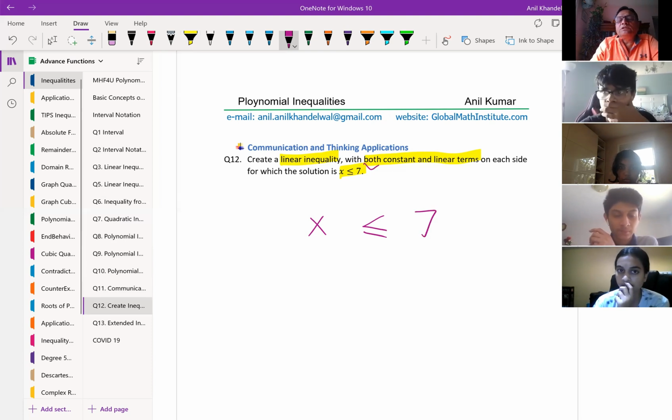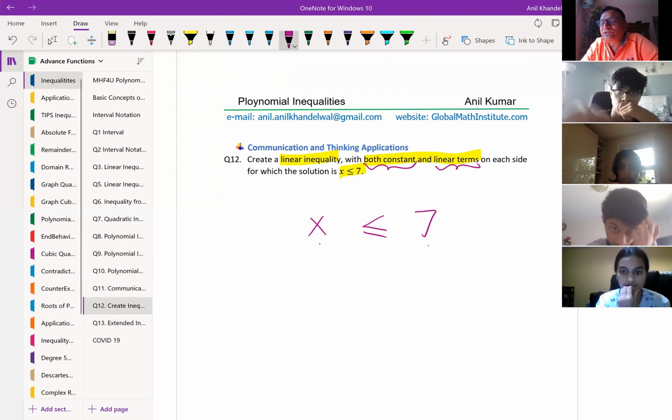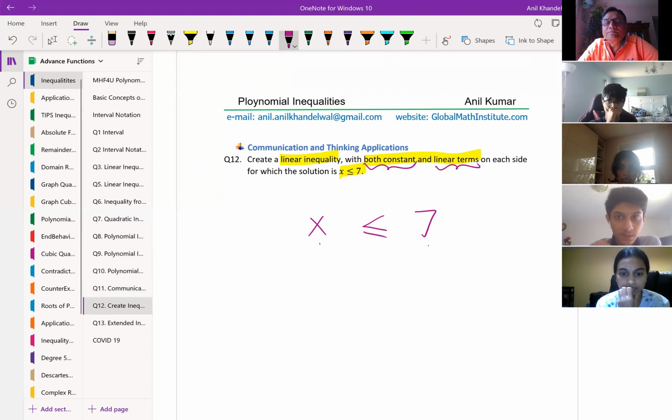We need both a constant and a linear term on each side. At present, we have a constant on one side and we have a linear term on the other side, y equals to x. Is that clear to you? So we have to make an inequality which has both the terms on both the sides. Anybody? Sir, yes. You can do 3x plus 3 is less than or equal to 24, right?